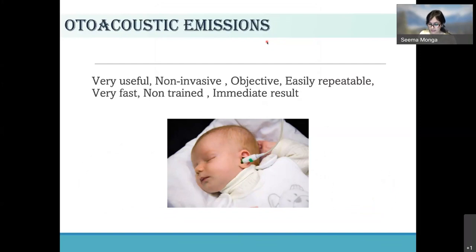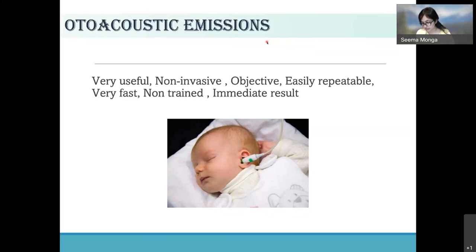Even non-trained people, like nowadays even the ward boys and nurses, if the technician is not there, can easily perform it if we train them. So we do not need a trained audiologist or a doctor. Only the machine should be fine and the ambient noise should be fine. Anyone can do it. Immediate result is obtained.